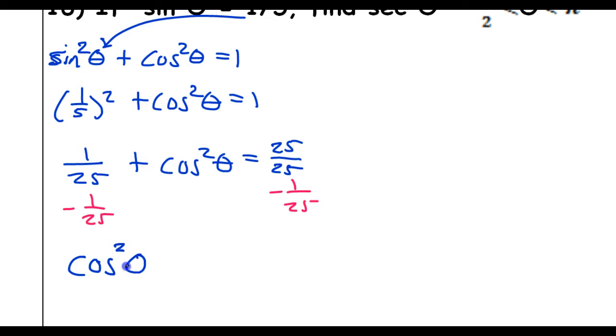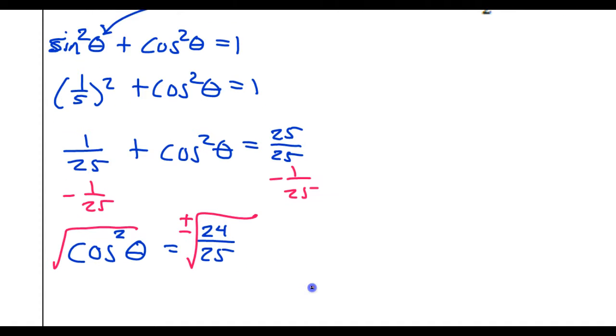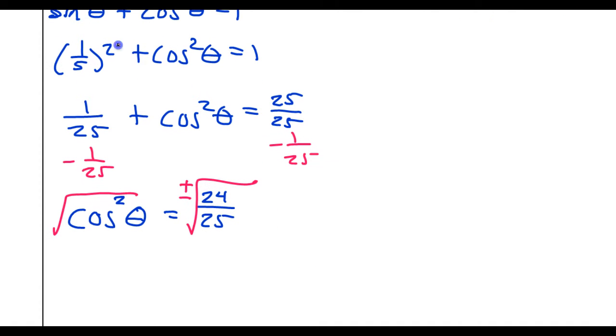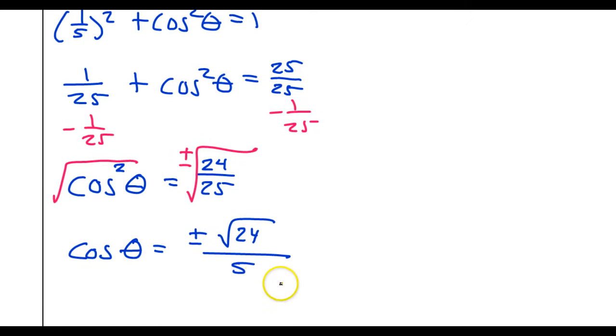So this will be cosine squared theta is equal to 24/25ths. Now, to get cosine theta, I need to take the square root of both sides. Okay, so I'm going to take the square root. Now, as soon as I do that, I know the solution will be positive or negative, so I will have to narrow that down based on the quadrant that I'm in. But for right now, I'm going to write the cosine of theta is equal to the plus or minus square root of 24 over 5. Okay, I went ahead and took the square root of 25 and got 5.